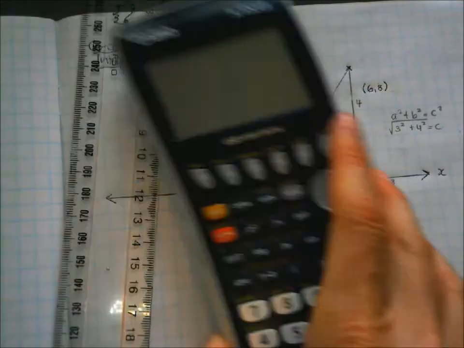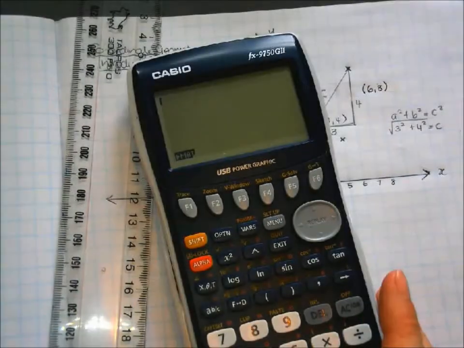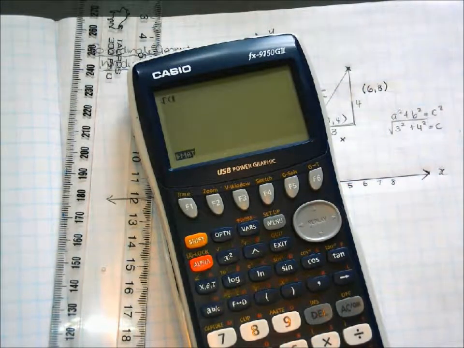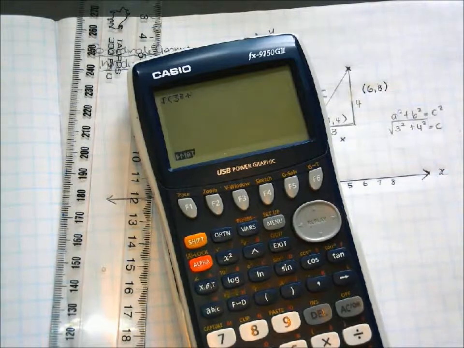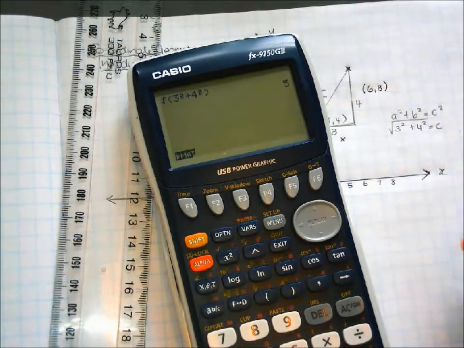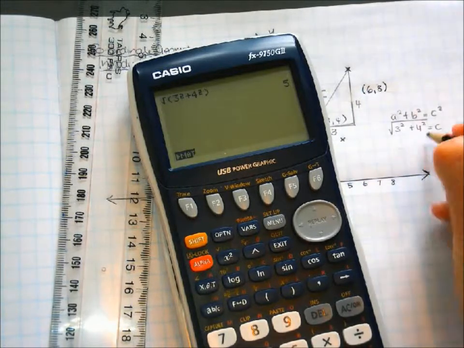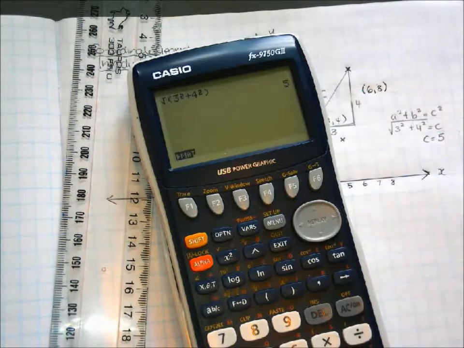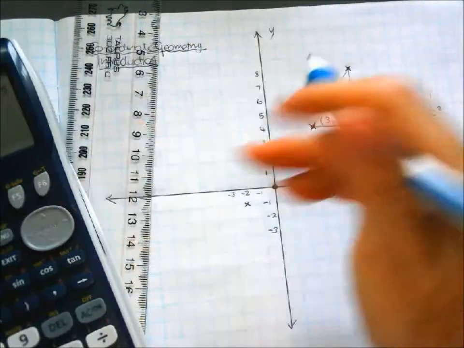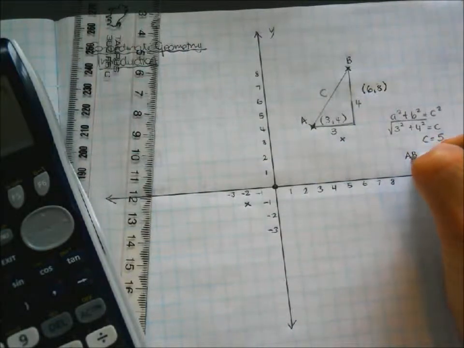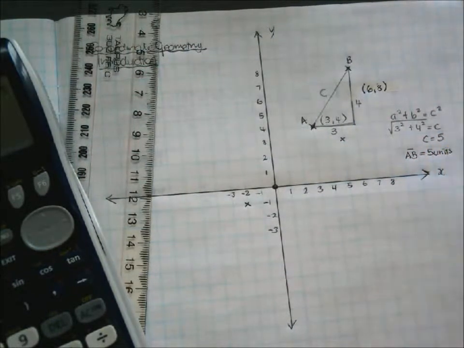Okay, so using our calculator, turn it on, and we do the square root of, open brackets, a squared plus b squared, close brackets, equals 5. So the distance between these 2 points, C is the distance, is 5. So what we might be able to do is label this A and B. The distance from A to B equals 5 units.